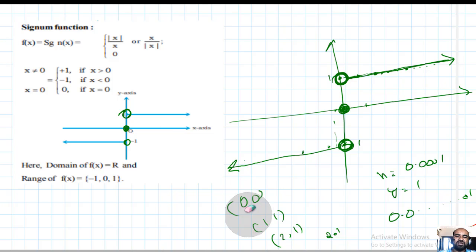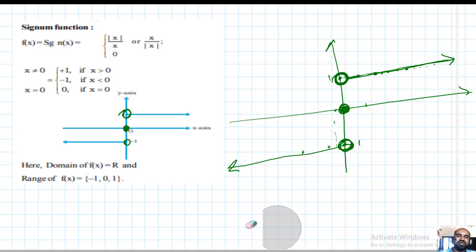Okay. After that, domain and range. Just now I explained, no? Domain is all real numbers. Range is only a set having 3 elements. Only 3 elements: minus 1, 0, 1. Okay.